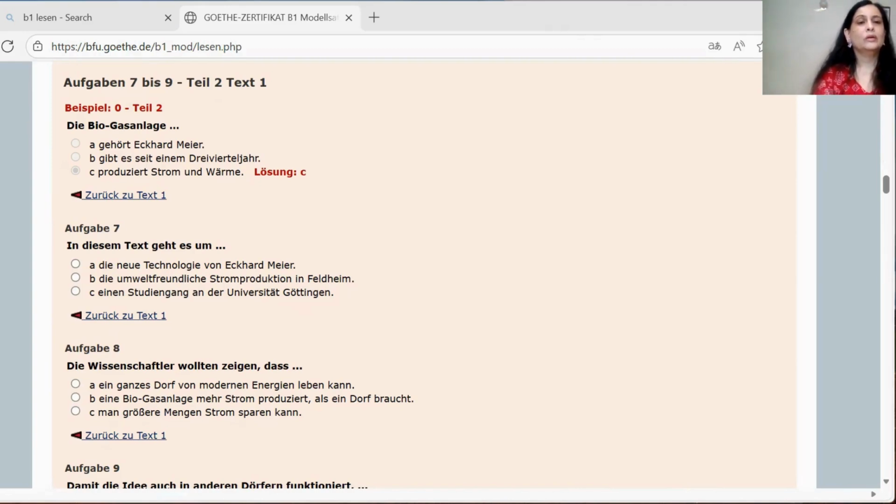So, Aufgabe 7. In diesem Text, it is in this text, what is there? First one is die neue Technologie, it is called technology, von Eckhard Meyer. The next one is umweltfreundliche Stromproduktion in Feldheim. And the C is einen Studiengang an der Universität Göttingen. Okay, so these are the different answers given to you.